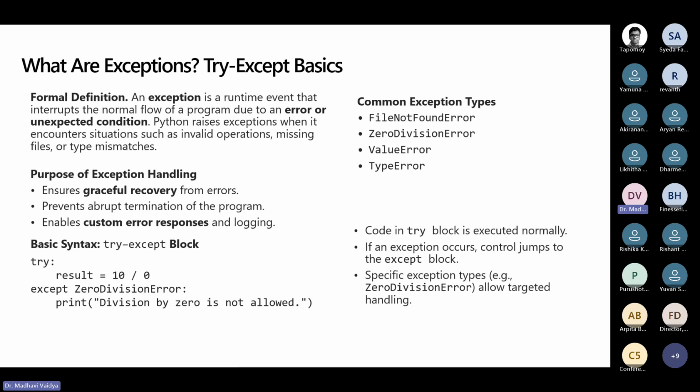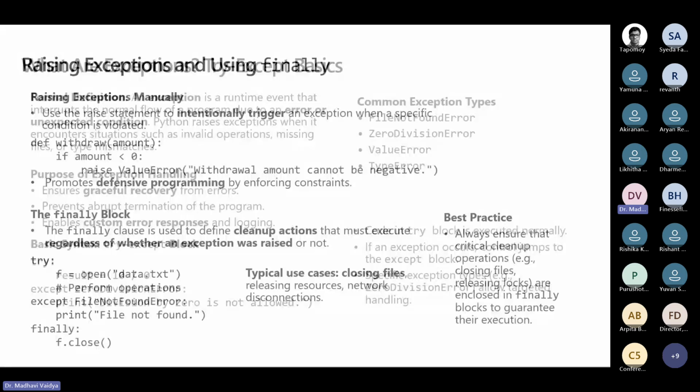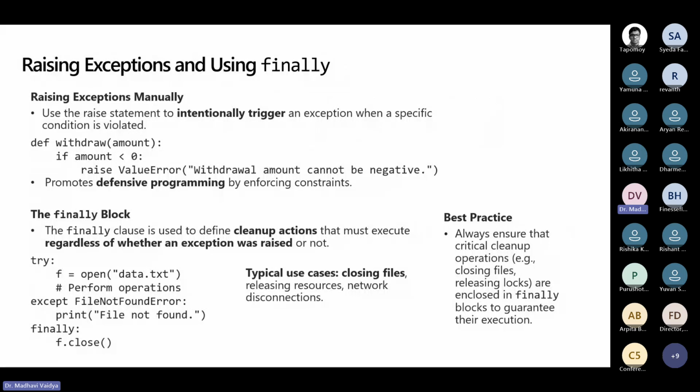So type error is something like data type. I am expecting the output in integer, but I'm passing a string. How will I get the output in integer? It is really not possible. Then that time it is a type error. So there are different types of exceptions.